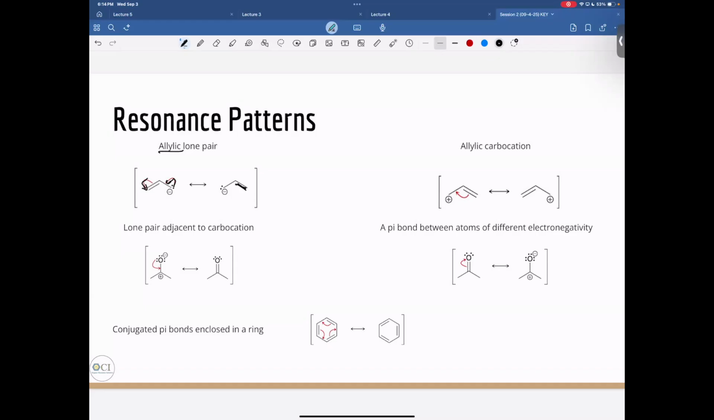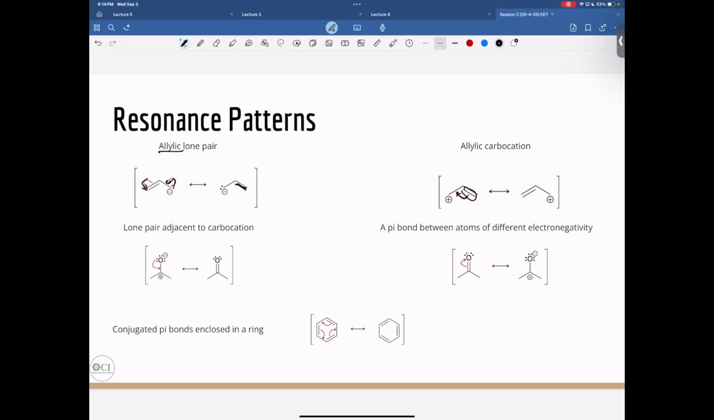Okay. The next one, we got allylic carbocations. It's like the complete opposite of a lone pair. Instead of a negative charge, we're going to have a full positive charge. So since carbon has a positive charge, that means it's lacking electrons, so we can't start from that area. We need an electron source, which in this case would be this double bond here. So we'd take this double bond and move it right here to make a double bond in this allylic carbocation.